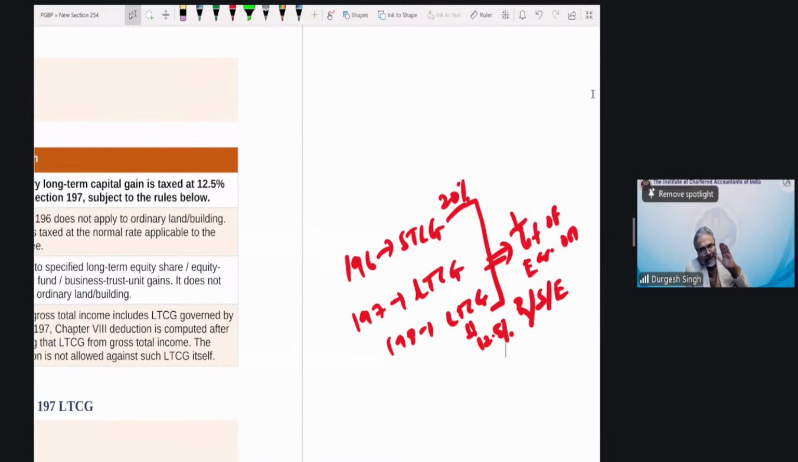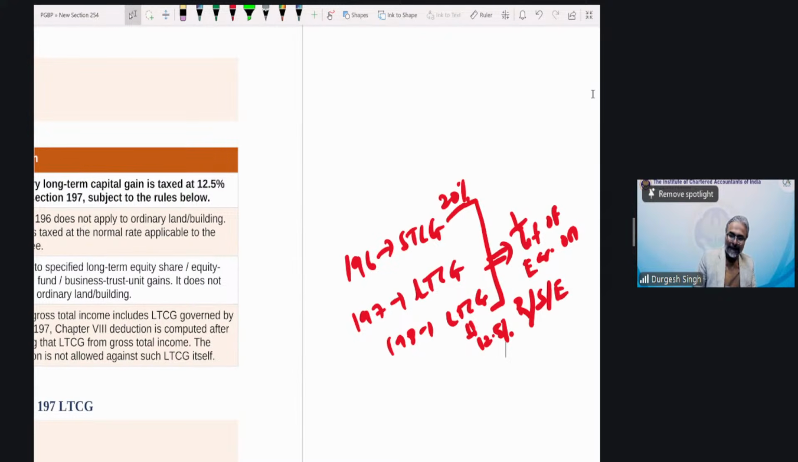So students, again I repeat this part. Only for listed securities, the units of UTI and zero coupon bonds, we have a 12 months threshold. For all the remaining assets, we have a 24 months threshold. And for slump sale, only one specific case: the capital asset transferred is a business undertaking, and for that there is a 36 months threshold. I hope all of you are clear with this, isn't it?